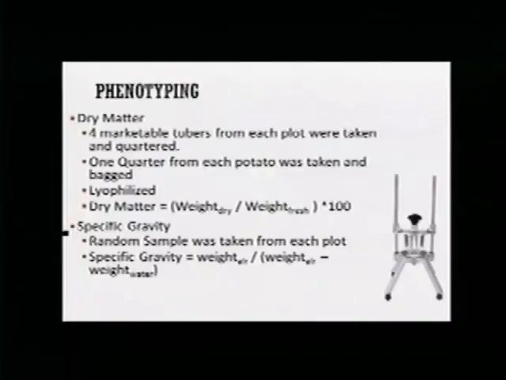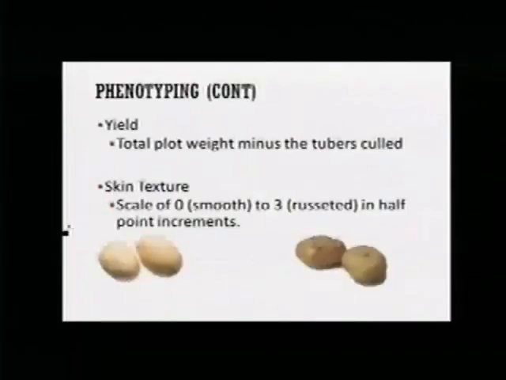And then we looked at yield, which we just calculated as the total weight minus the tubers culled. In 2006 through 8, it was done per plant. It was done over plots and then divided by the stand count, so you can get a yield per plant kind of rating. I didn't do that. I just took the overall weight of the plots. Skin texture, we scaled on a 0 to 3 in half-point increments.